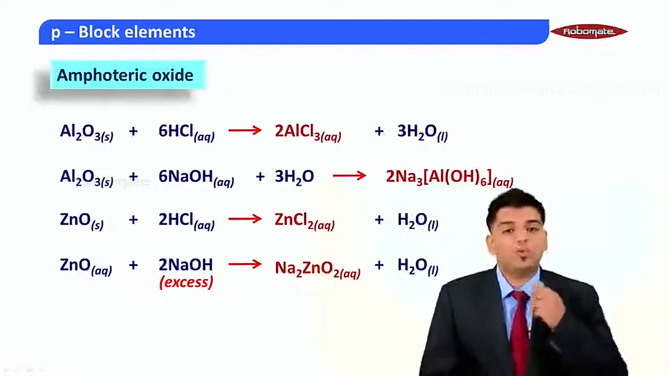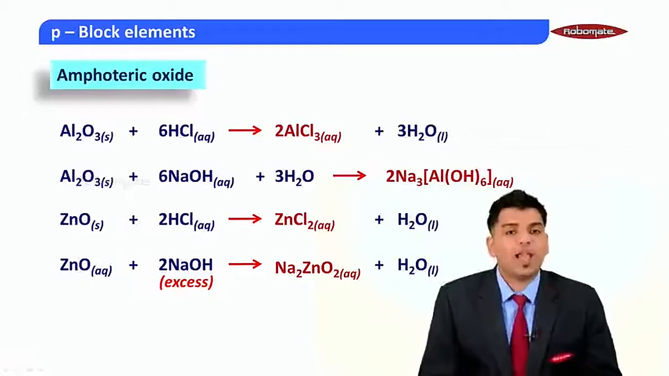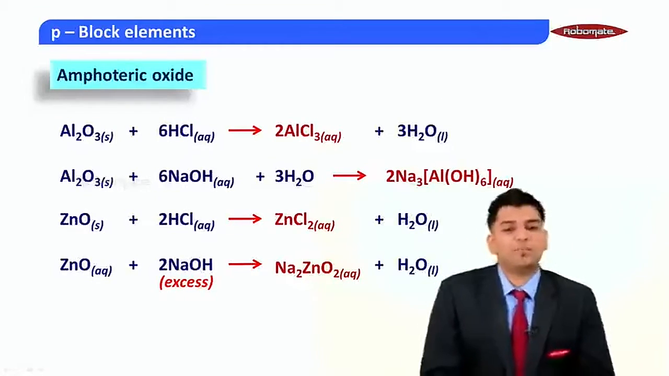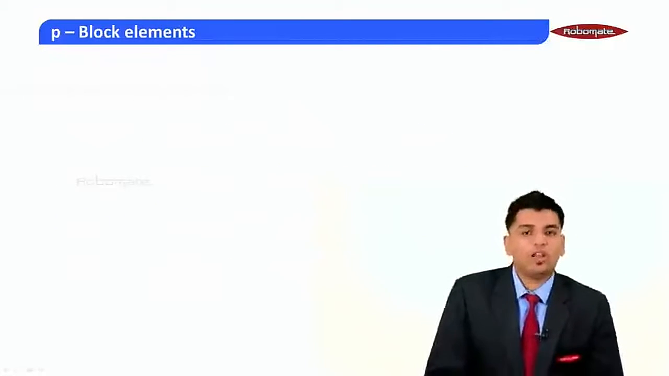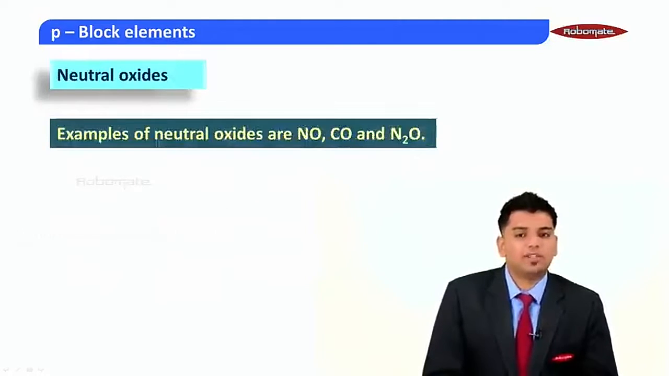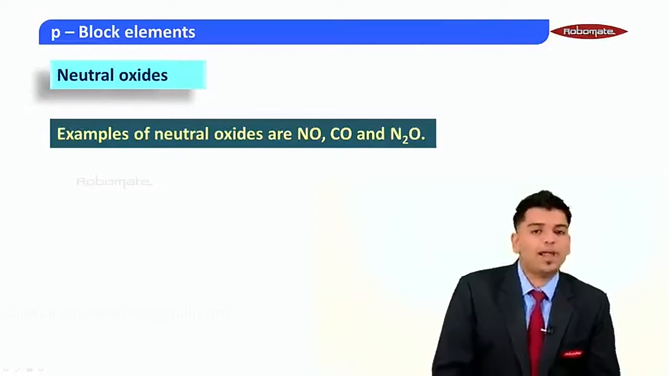So both Al2O3 and ZnO behave as amphoteric oxides. Another example is lead oxide, that is PbO. Now the last part that we have here is neutral oxides. The examples of neutral oxides are NO, CO and N2O.